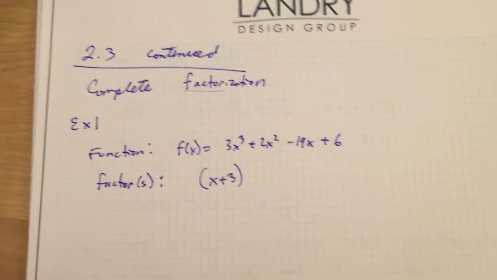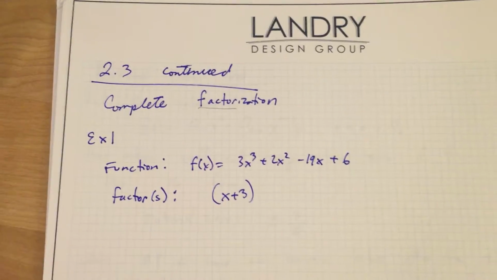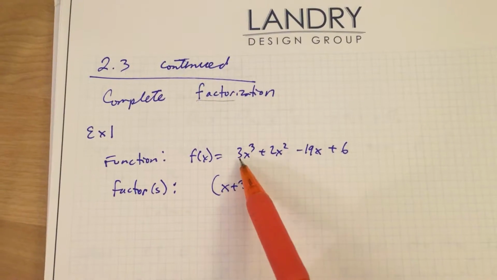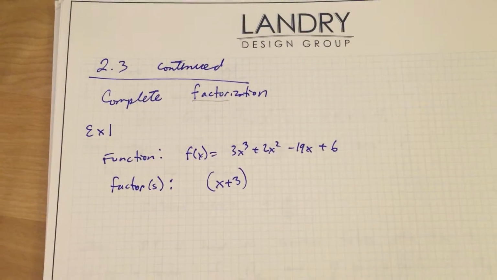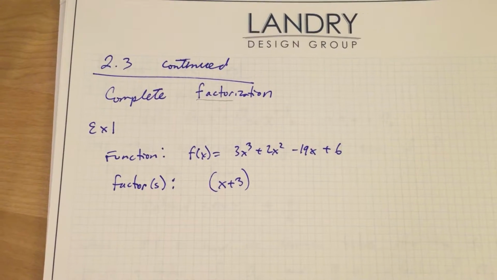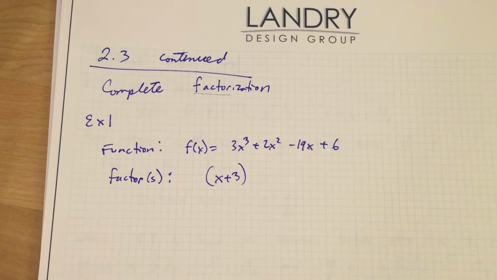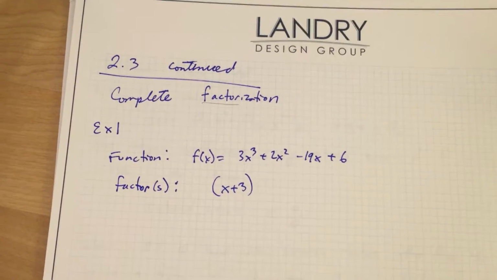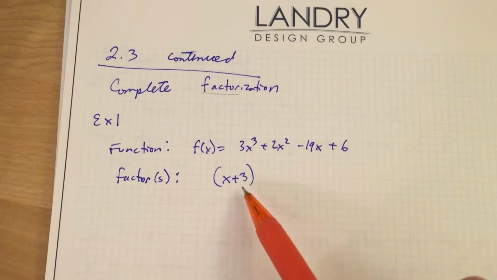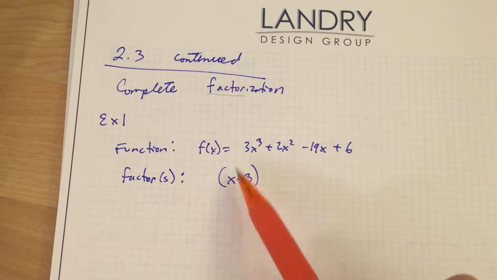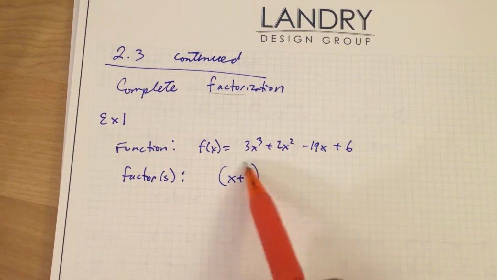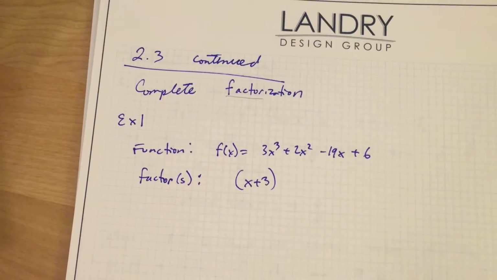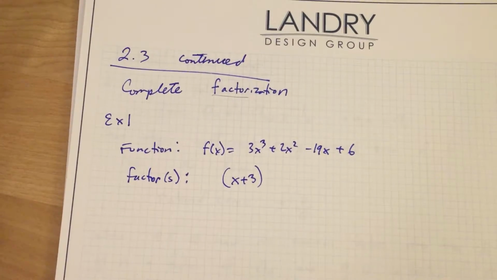Okay, so let's work on our first example. Let's copy this down. I gave you a function, f of x is equal to 3x cubed plus 2x squared minus 19x plus 6. And I told you a factor, so it's x plus 3. Based on this information, we're going to do a complete factorization of this problem. I already know that this factor is going to work, right? If it doesn't work, then we have made a mistake somewhere in our calculations.